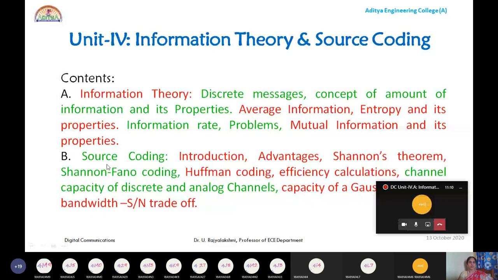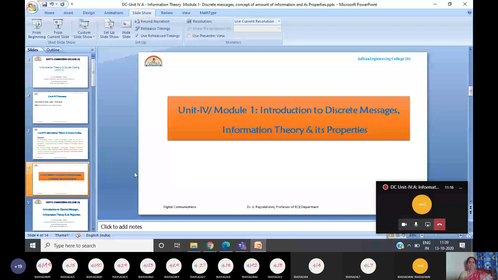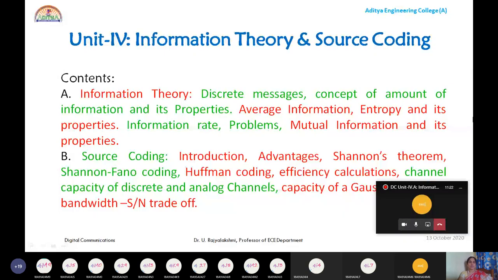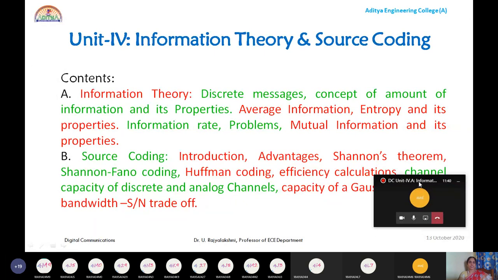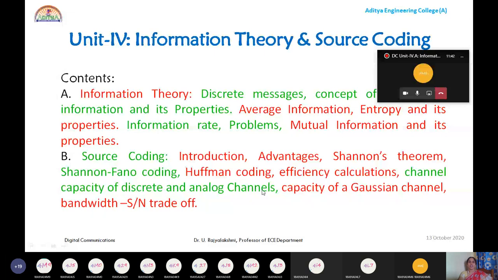Coming to part B, here we have source encoding. Generally we'll have two kinds of source encoding techniques: one is the Shannon-Fano coding method, and the second one is Huffman coding. These are the two types of source encoding techniques. Here we'll calculate the efficiency for both techniques, and then we'll study the capacity of various discrete and analog channels, and the Gaussian channel.